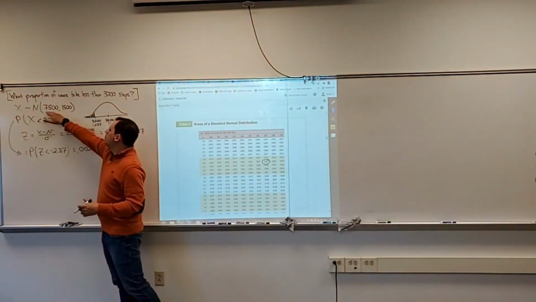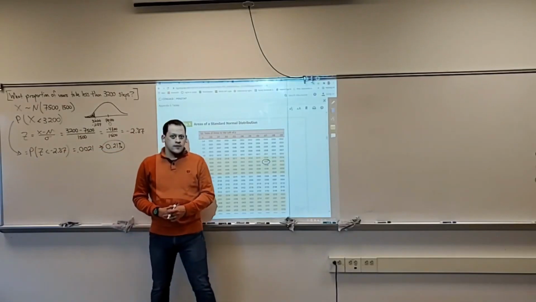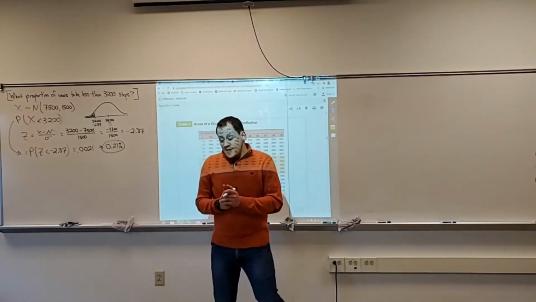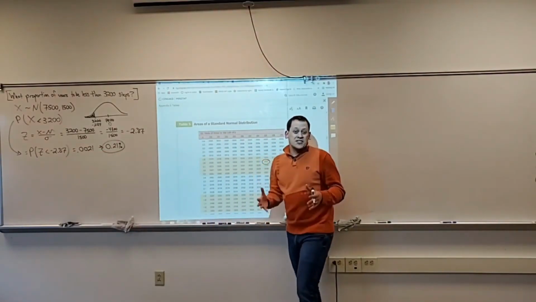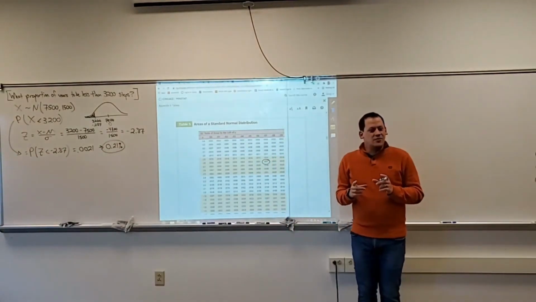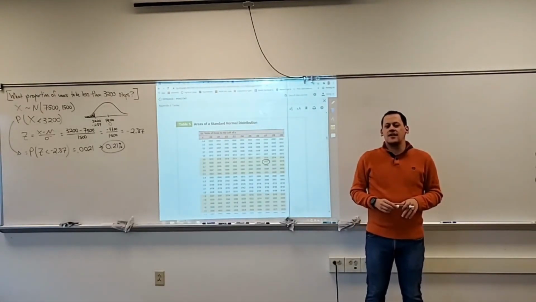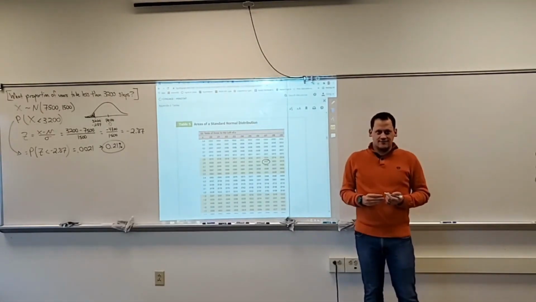We're starting with the original variable, then standardizing and finding the area. Okay. So that's how you use the table. Turns out you still need to standardize. But I said that if you use the calculator, you don't have to standardize. Let's see what that looks like.